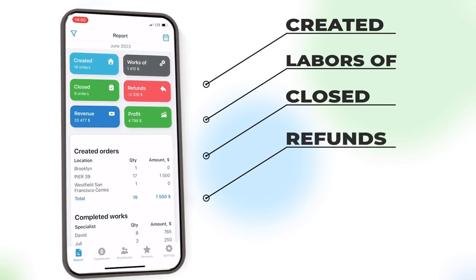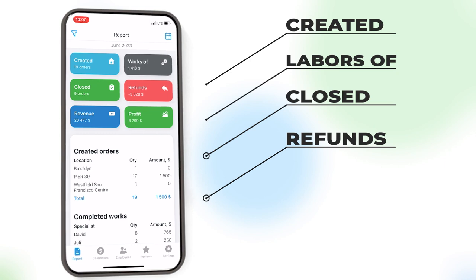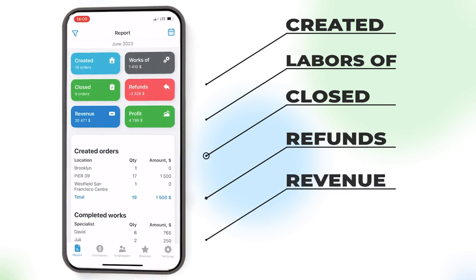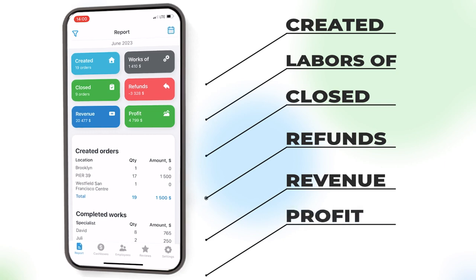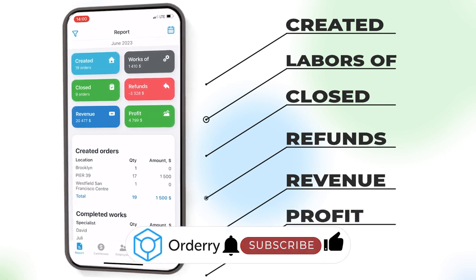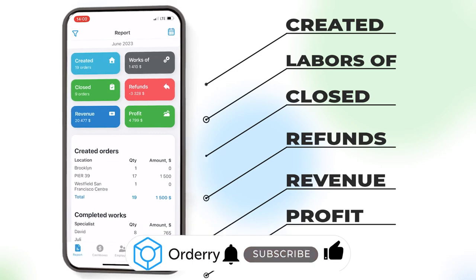Refunds displays the total amount of returns to clients on work orders and sales. Revenue displays the total amount of payments by work orders and sales. Profit displays the total amount of profit on work orders and sales. Each metric is detailed, so let's take a closer look.